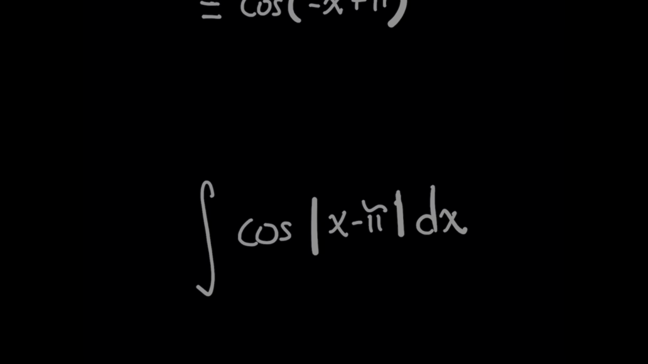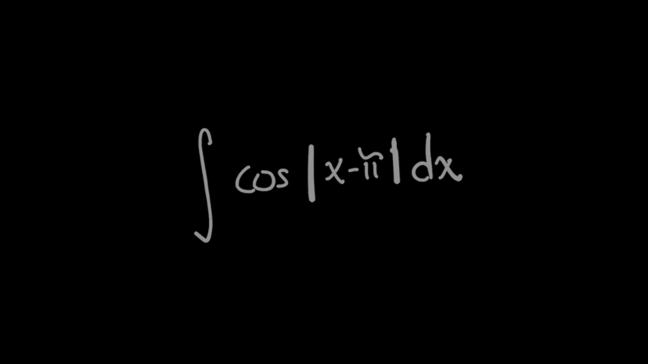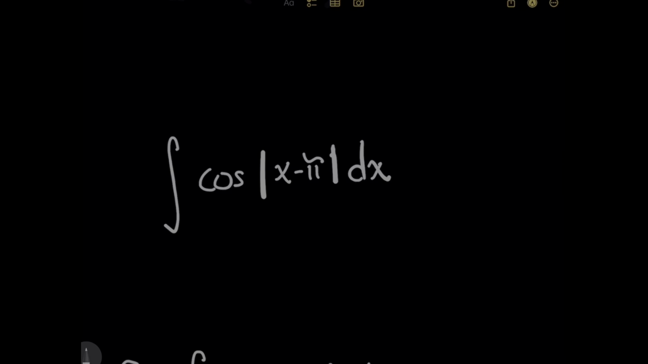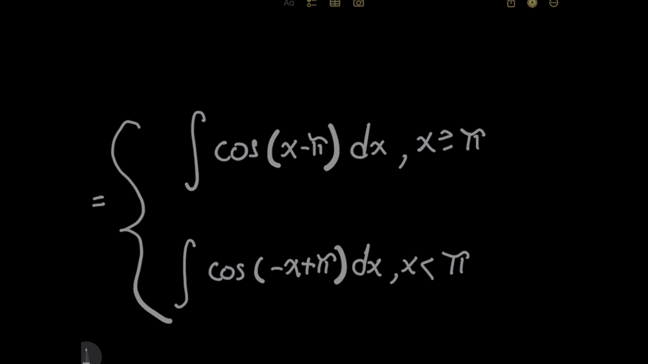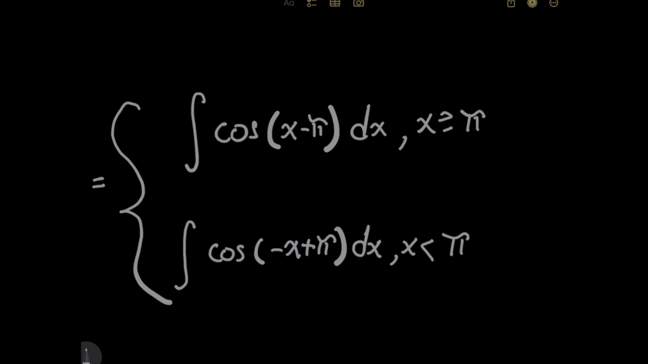Okay, so for the original problem, what this means is we can break it up as a piecewise integral of two separate integrals depending on what boundary we're working on. In the upper case, we're dealing with non-negative values of x minus pi, and for the bottom, we're dealing with the negative case. And so we want to now solve each integral individually.